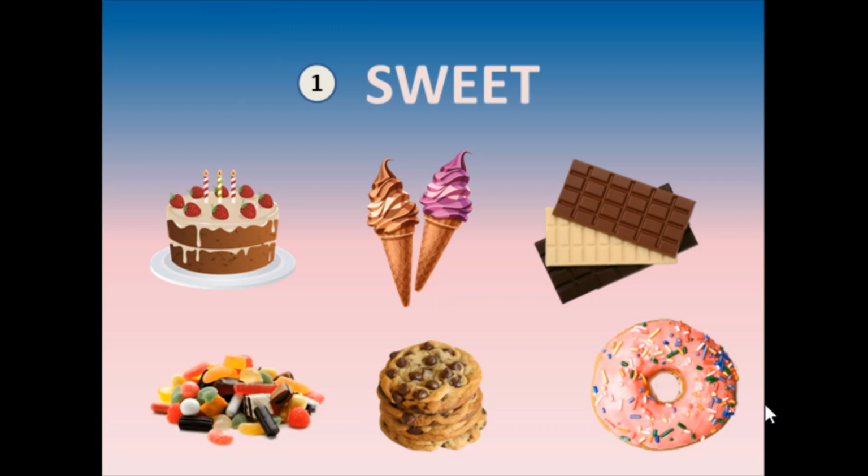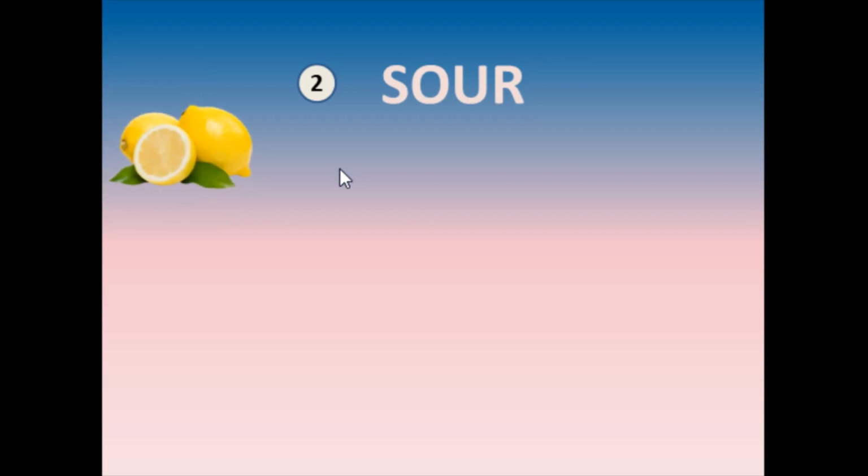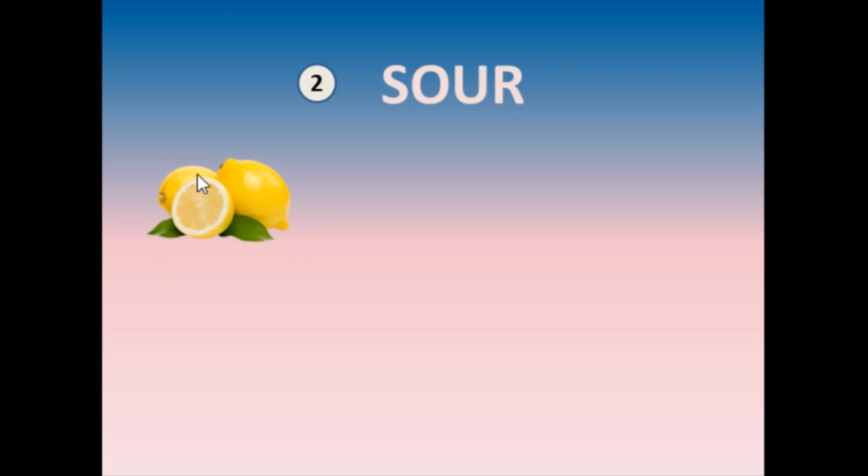Alright, let's move on to the second type of taste. It's the, everybody repeat after me, it's sour. Sour. Okay, let's see the examples. We have, what is this? Okay, it's a lime or lemon. Lemon is sour.